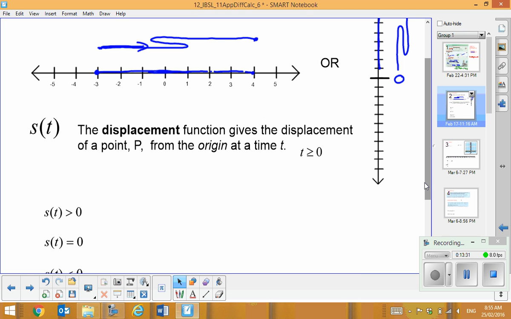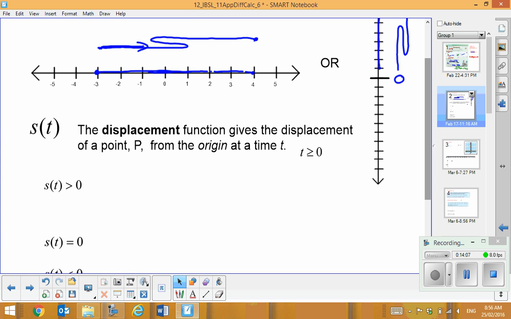The displacement tells us the distance or the displacement from a point. All right? And that's usually going to be from the origin. So we're going to say, now, here's our origin. Where are you with respect to that? So when the value of your displacement is greater than 0, what does that mean? When the displacement is greater than 0? It's moved which way? Right. To the right or above.